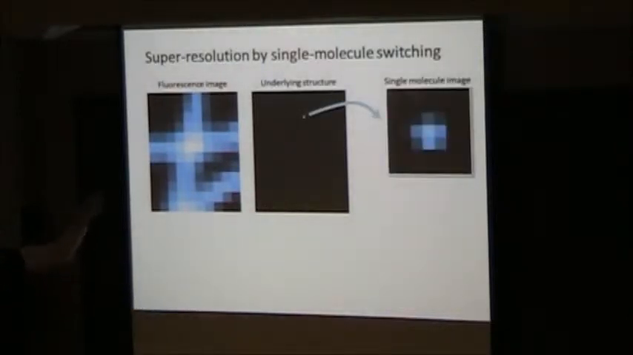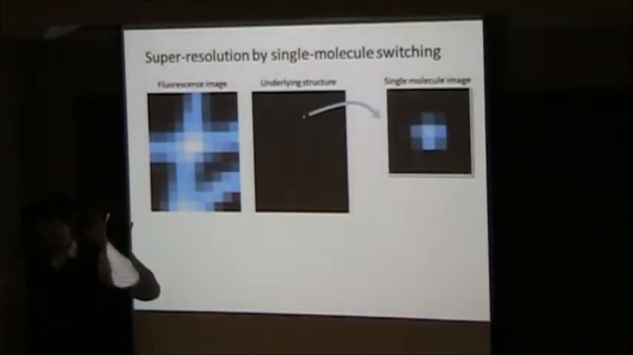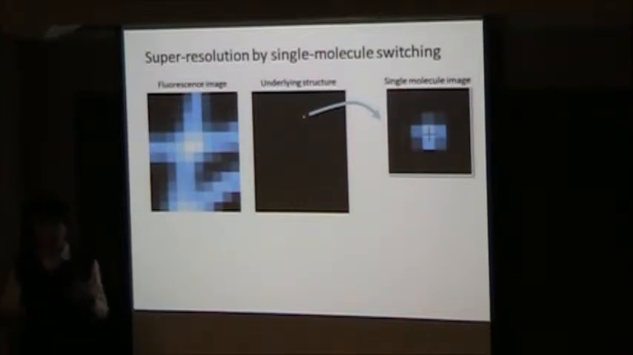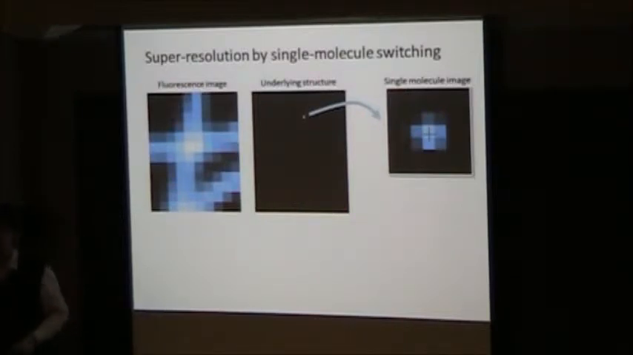Once you can isolate single molecules, you can capture single molecule images. So all these photons are from one molecule, and that will allow you to do a lot of things, for example, fit the shape and get the position of that molecule.